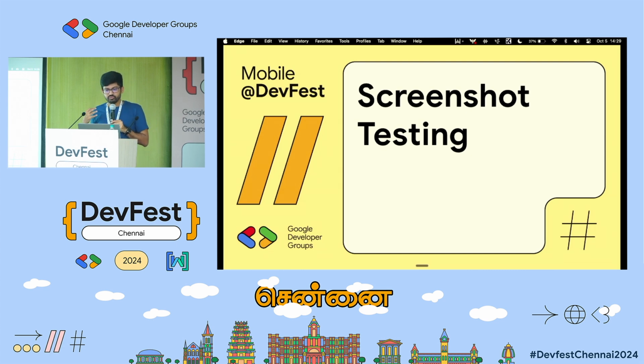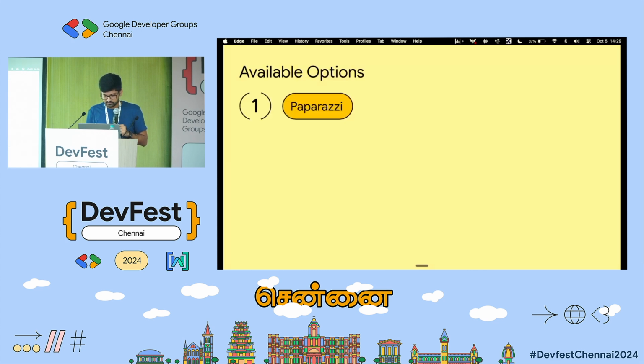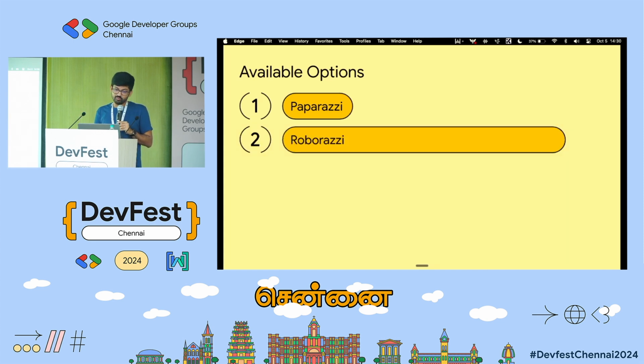I'm going to walk you through some of the options that are available. Again, I'm not going to show the setup. You can get that from the readmes. But the idea is to show the differences and how you can make a call as to what you want. The first option is Paparazzi. If you're a mobile developer, you most likely have heard of the company Cash App or Square. Half of the Android world is run by them. So they have Paparazzi. Then you have Roborazzi.